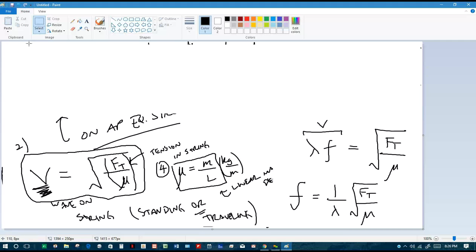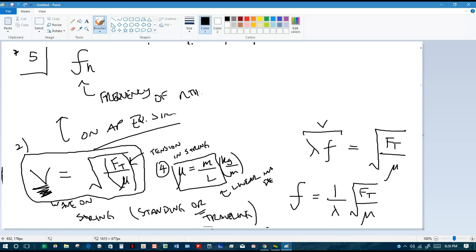So the other really important equation is number 5, I suppose. I apologize, I'm adding another one that you really should remember. But I'll put a star on it. Remember this one: the frequency of the nth harmonic is some multiple of the frequency of the first harmonic. Lowest, fundamental frequency.